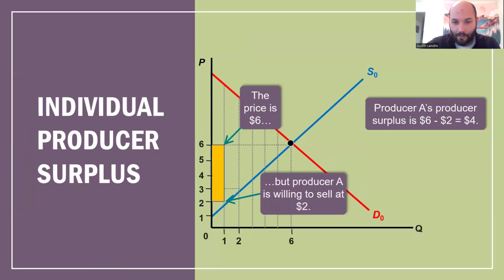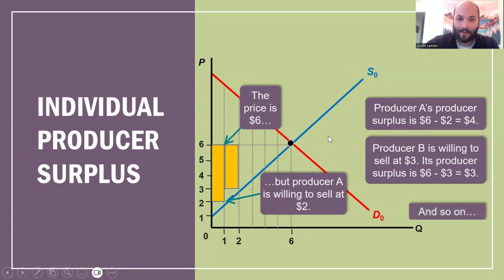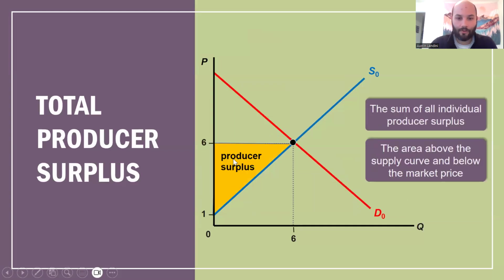Likewise, we've got some producers in the market. Suppose we've got one producer who's willing to sell at $2, but the market price is $6. They get some producer surplus. And likewise, we've got a producer here or a set of producers that would be willing to sell at $3, but they get $6. So they get some producer surplus. All right, so the total producer surplus in the market is above the supply curve, below the price, and over here to the equilibrium.